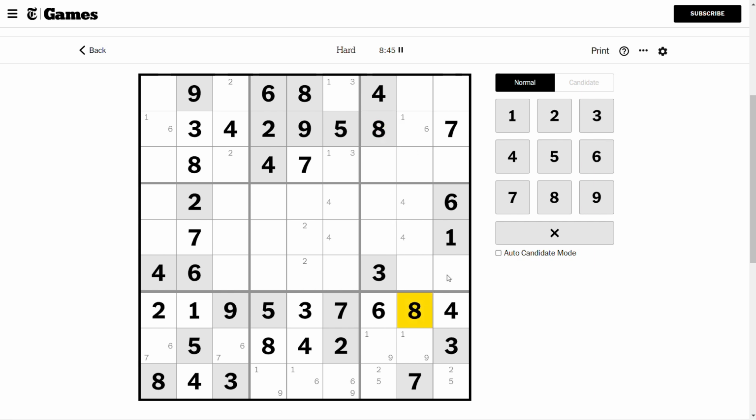These 8s force the digit 8 into this cell in block 6. This 7 points up and this 7 points right. So in block 6, the digit 7 is forced into this cell, and all of these 7s force the digit 7 into this cell in block 5. These 7s point left.